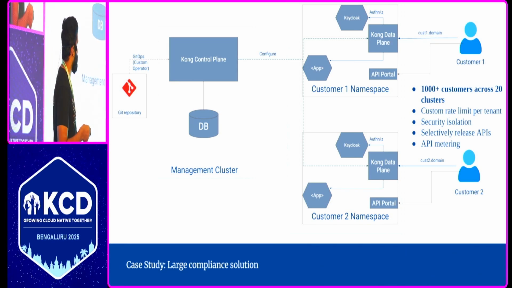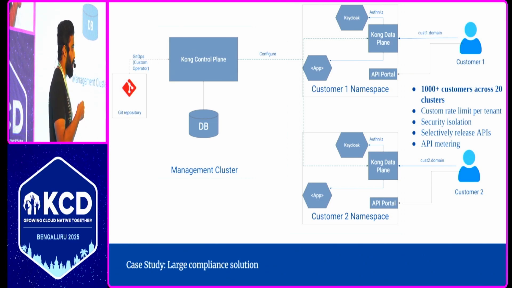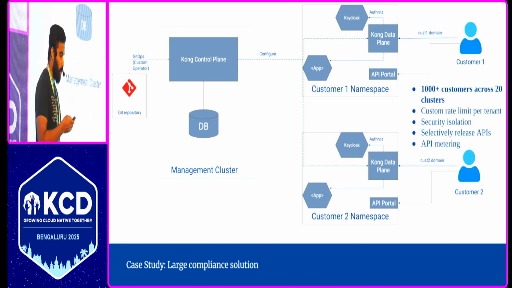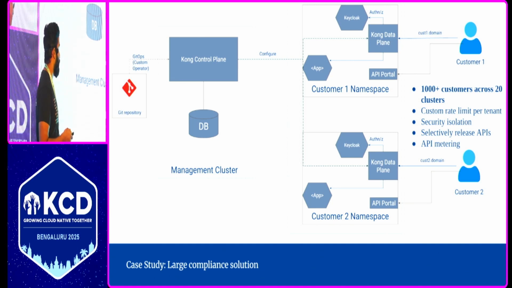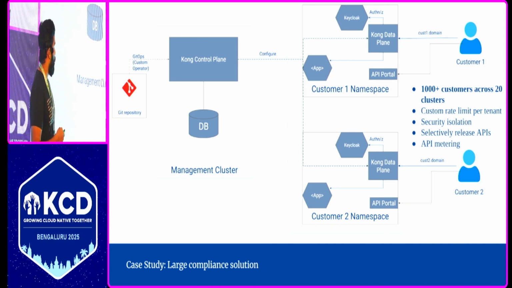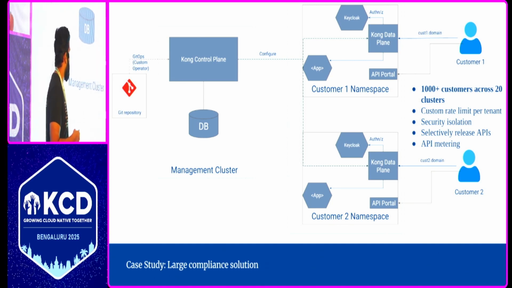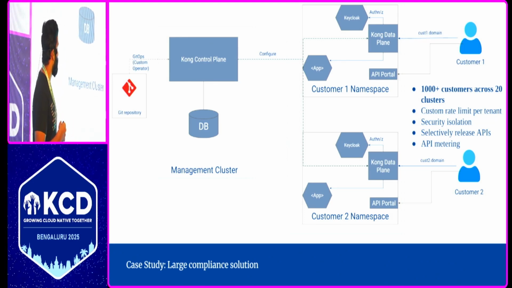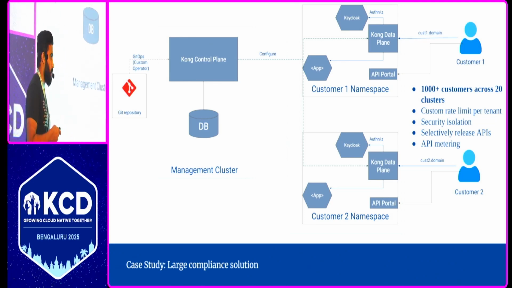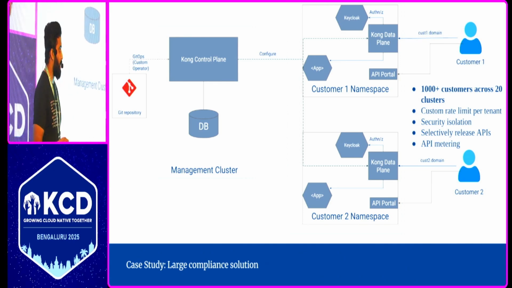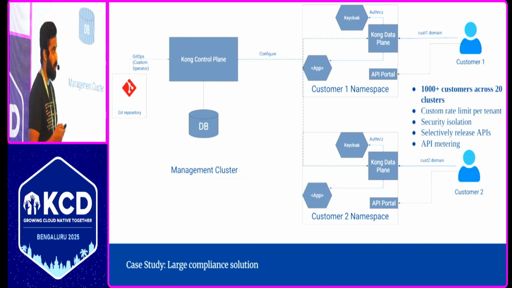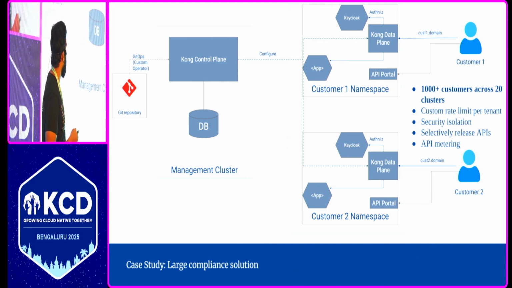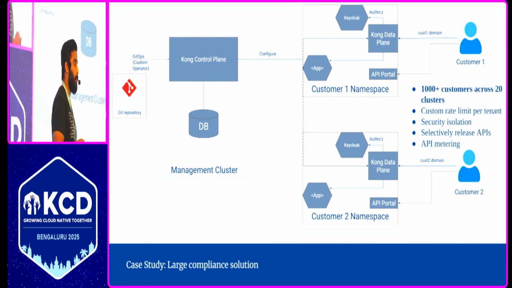customer's namespace, which means we could control the rate limit for every tenant by configuring the rate limiting plugin for every specific tenant, and also have the security isolation by having a dedicated Keycloak for every tenant, so that client credentials and user information are not shared across tenants. And this also meant we could selectively release the APIs for different customers.